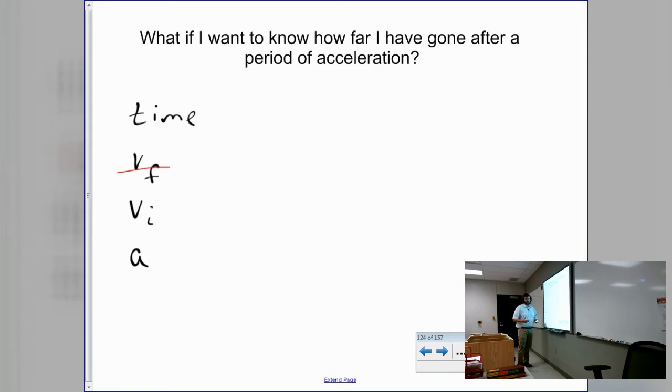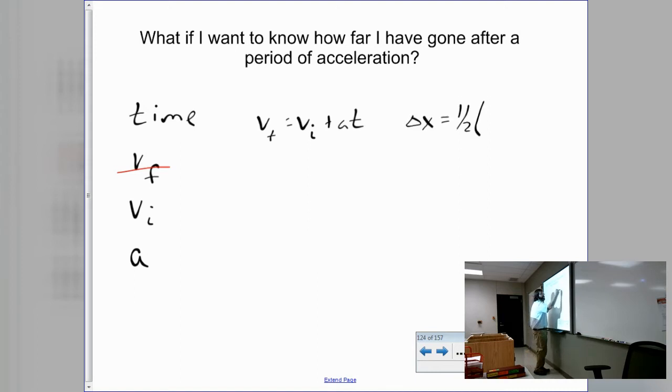So I'm going to derive a new equation from the two equations that we just found. Let me write those on the board. First one that we found was our velocity final is equal to our velocity initial plus acceleration times time. And the last one we just solved for was our change in displacement is equal to half our velocity initial plus velocity final times our change in time.